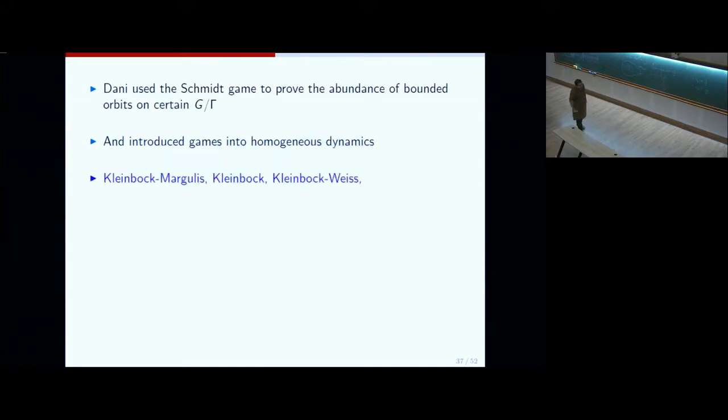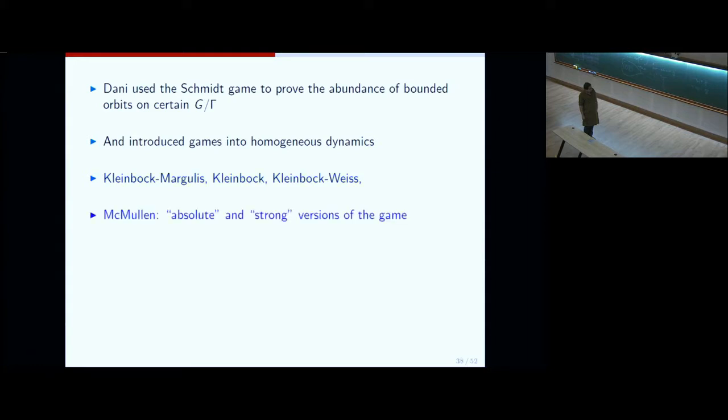Margulis, in his ICM address in Kyoto, had a conjecture which tried to generalize what Dani had done to more general simple groups and somehow so-called non-quasi-unipotent flows on these groups. And this conjecture was settled by Kleinbock and Weiss. And then there were lots of works.